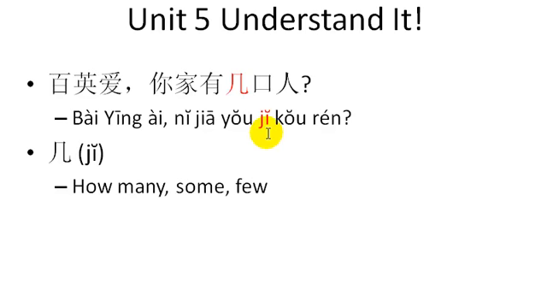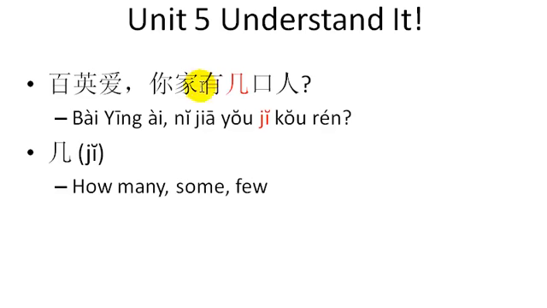几 has a few meanings. How many, some, and few. Here it's how many. 几, how many? And you'll notice that 几 is like who, what, where, when, and how. Whenever you're making a question in Chinese that's who, what, where, when, and how, you'll notice that there's no ma. If it's just a regular statement turned into a question, then you need ma. But here, 几 how many, you don't need ma. 你家有几口人?